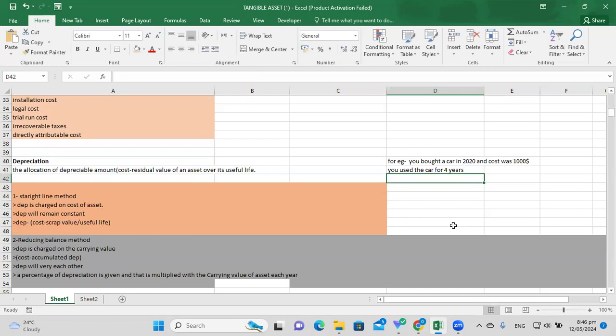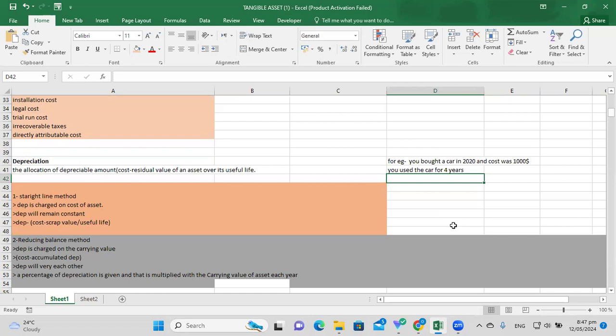So now, tell me, what is the value of the car today? Like, if you want to sell the car today, for how many dollars can you sell it? Can you sell it for $1,000? The answer is no. Why? Because the value of the car has fallen.